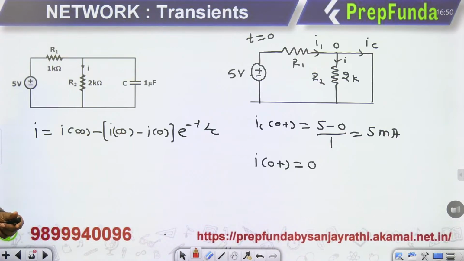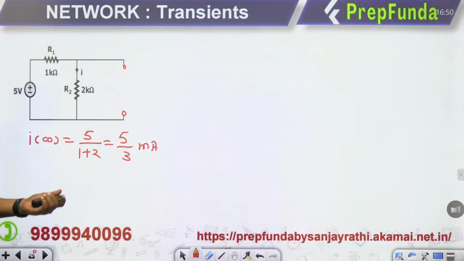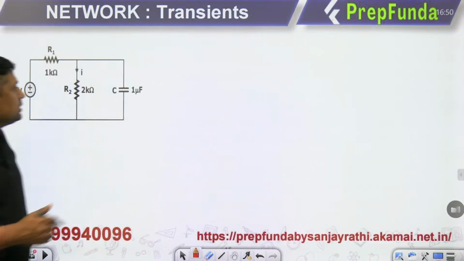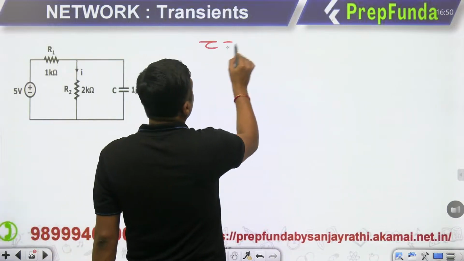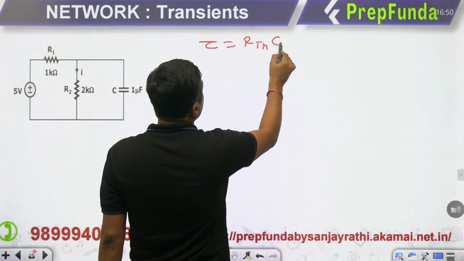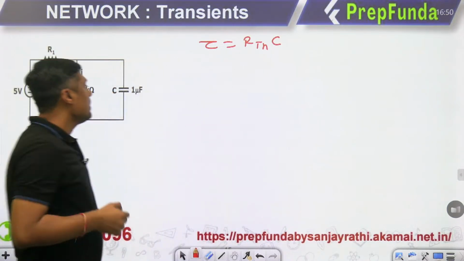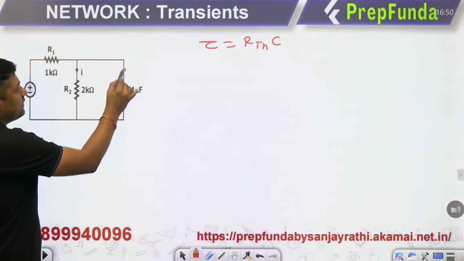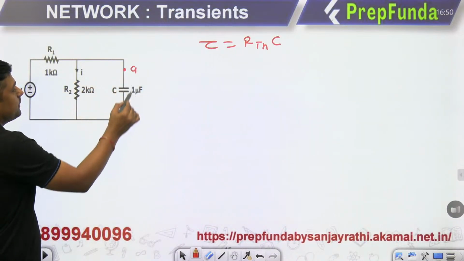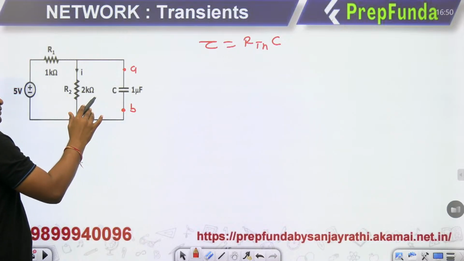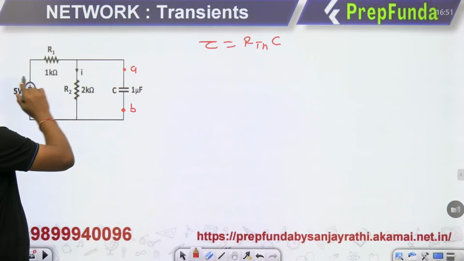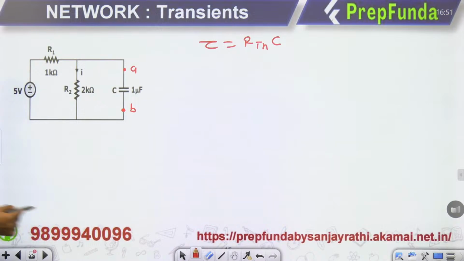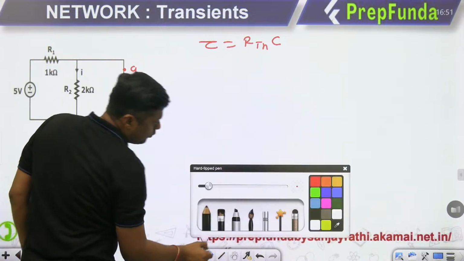So guys, time constant means, for example, if you want to find the time constant of this circuit, then it will become RTH into C. What is the RTH? First of all, what is the value of C? 1 microfarad, and you have to find the Thevenin resistance across A and B. To find the Thevenin across A and B, remove the C and make the 5 volt battery 0.